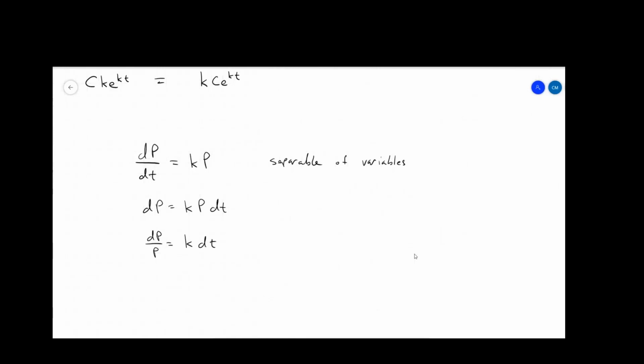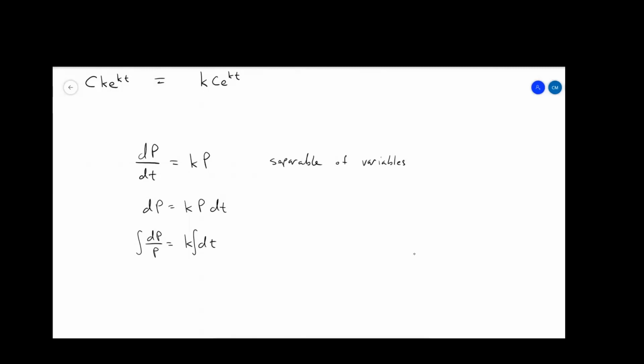At this point, what you kind of see is that this looks almost like an integral. And it really could be very easily made into an integral by simply doing that. So we can just put the integration symbol in front of both sides of this. And sure enough, we actually have an integral on the left side with a dp and a p. And on the right side, we have another integral with just a dt. That's pretty easy to integrate.